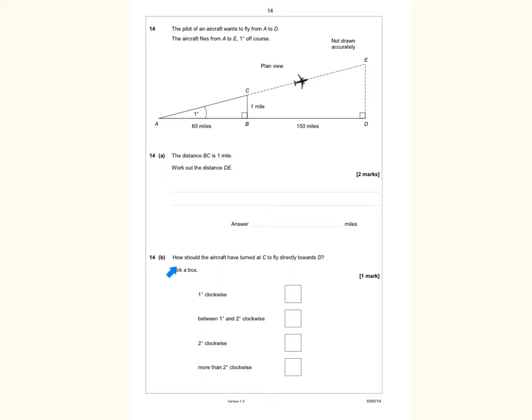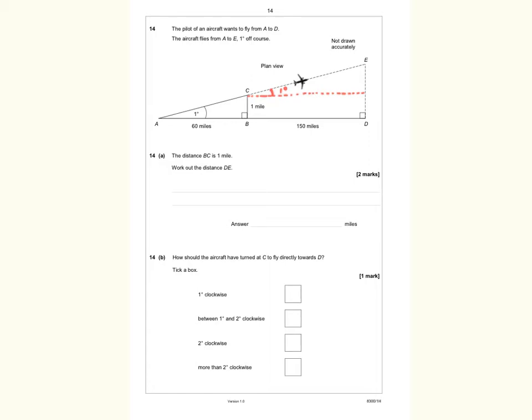Now, question B says, how should the aircraft have turned at C to fly towards D? So how should it have turned from there to fly towards D? Tick a box: 1 degree clockwise, between 1 and 2 degrees clockwise, 2 degrees clockwise, and more than 2 degrees clockwise. Now, if the plane is here, it's going this way. If it did turn 1 degree, we would have an angle like that, and it would start moving in that direction, parallel to AD.